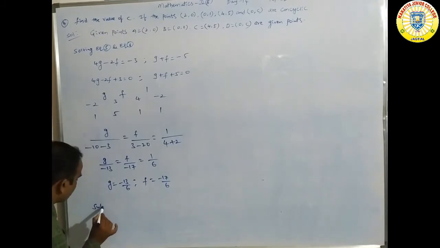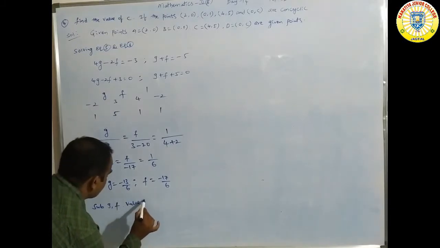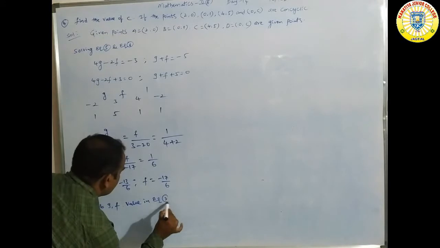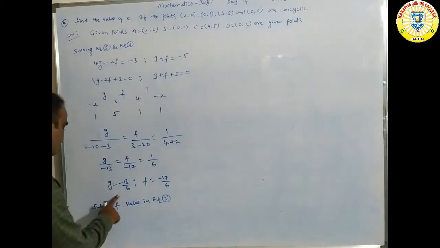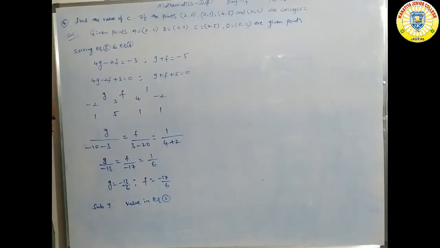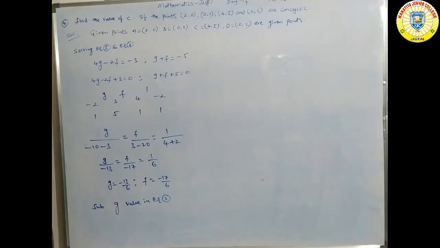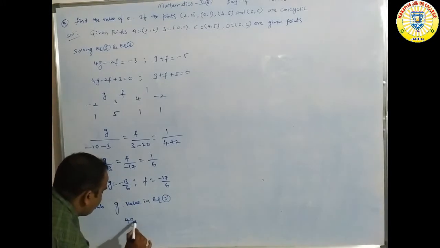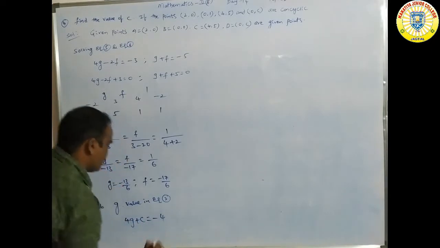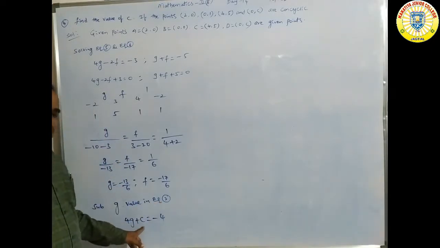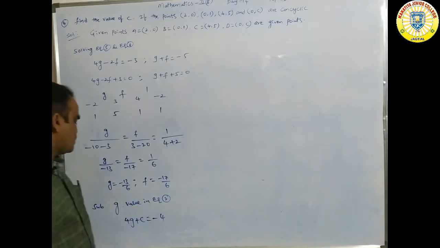We are substituting g, f values in equation 2. What is the equation 2? Only no need of f value. In the equation 2, g value is required. Now substituting g value in equation 2. That is nothing but 4g plus c is equal to minus 4. Equation 2 is 4g plus c is equal to minus 4.